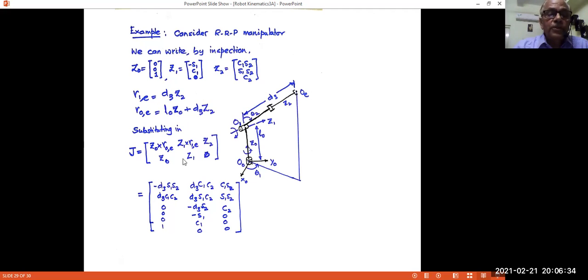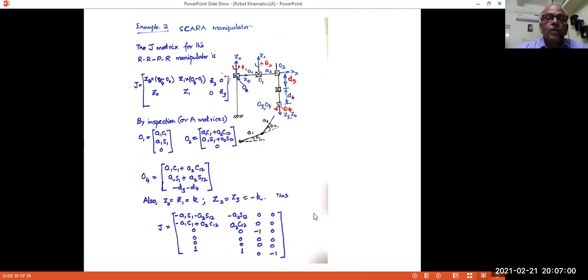All you need to do is substitute that and do the cross multiplication of the vectors. Then you will end up with this matrix, which is a 6 by 3 matrix for the 3 joints. Once you have this, you can always multiply by your joint velocity theta 1 dot, theta 2 dot, and d3 dot, and obtain the 6 by 1 vector for the end point velocity.